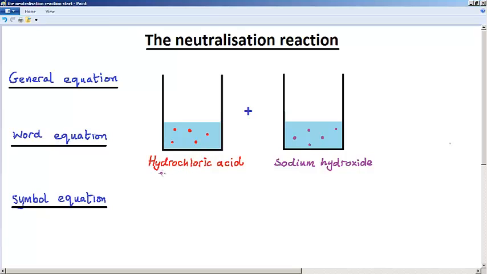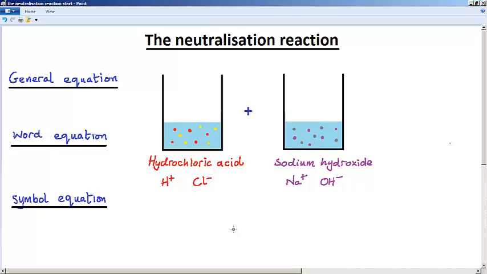Now, not only does the hydrochloric acid produce hydrogen ions, but it will also produce chloride ions. So we have hydrogen ions, those are the H plus ions, and we have chloride ions, those are the Cl minus ions. We'll represent those with yellow dots. Now the sodium hydroxide doesn't just produce hydroxide ions, but it also produces sodium ions. So we can write that. The sodium ions have a plus charge and the hydroxide ions OH minus. Let's represent the sodium ions with a grey dot.